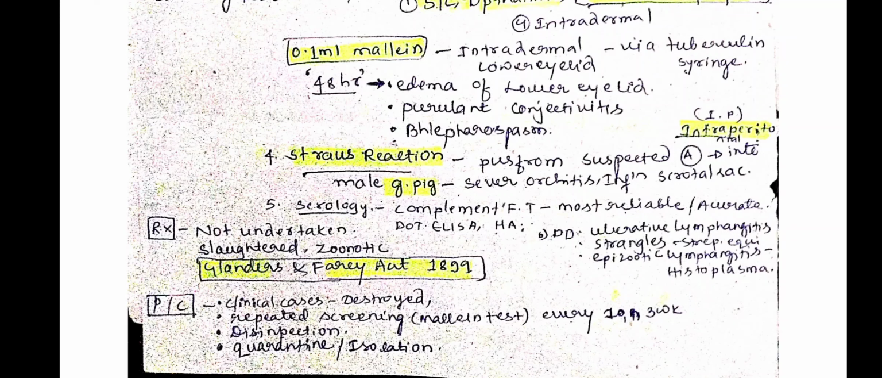Now one can go for serological tests like the complement fixation test and dot ELISA. One has to differentiate some diseases such as ulcerative lymphangitis, strangles, which is caused by Streptococcus equi, and epizootic lymphangitis. And lastly, regarding treatment of the disease, usually treatment is not to be undertaken. So, because of the zoonotic nature, slaughtering will be advised according to the Glanders and Farcy Act 1899.